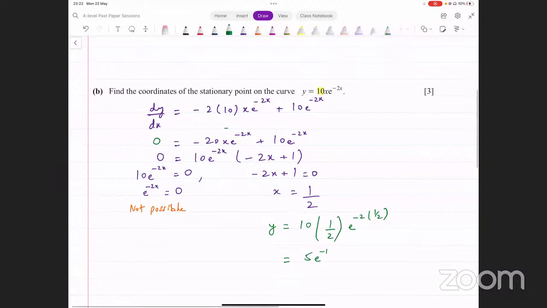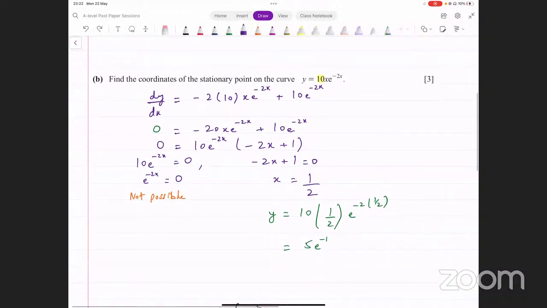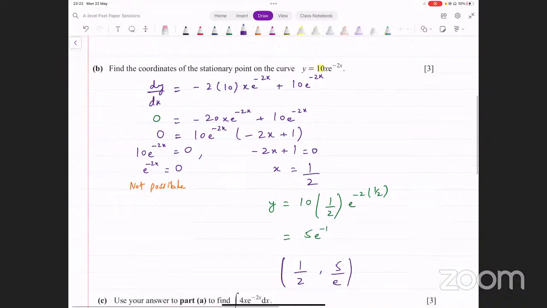Okay, so what is the point then? What's the stationary point? The stationary point therefore has these coordinates, 1 over 2 and 5 e raised to power minus 1, or we can write it like this, 5 over e. This is the point that we were looking for. All right, let's move on to the next one.